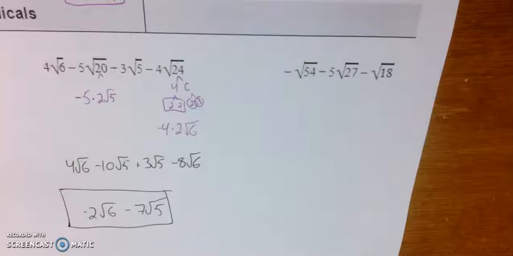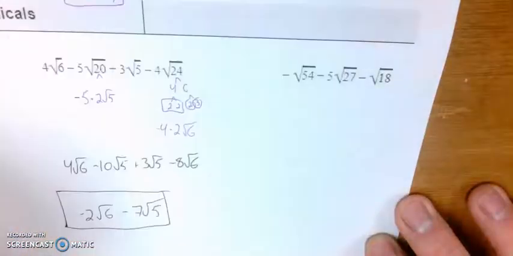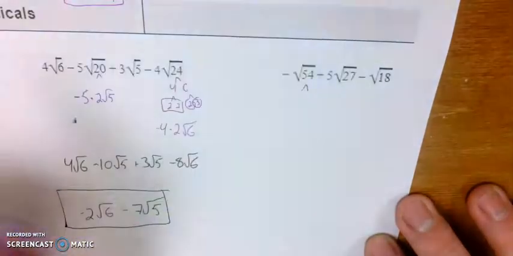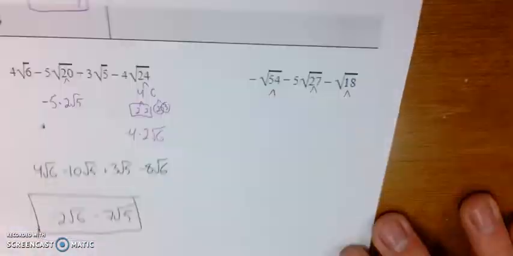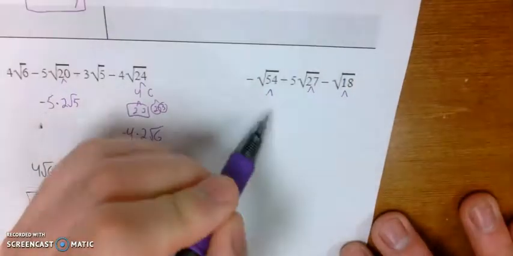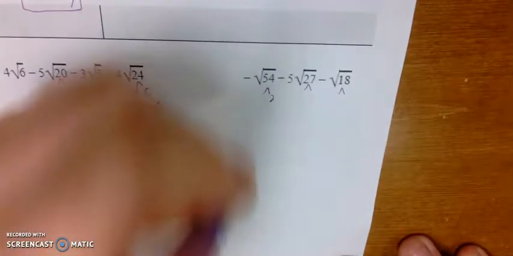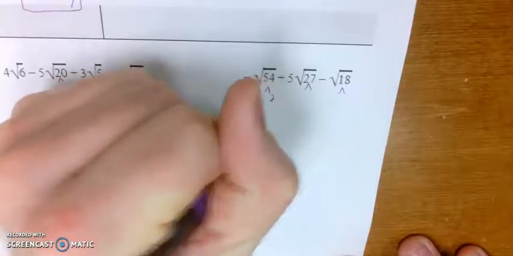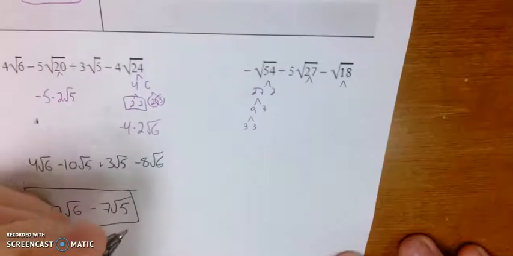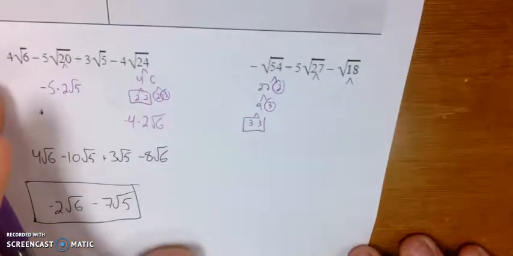All right, last and final. Right now we've got a negative rad 54 that will probably break down. Same thing with the 27. Okay, I think all of these are probably going to break down. Let's see, 54. Well, it's even, so I can go 2 and 27. And then 27 is 3 and 9. 9 is 3 and 3. So I'd have a pair of 3s and a 3 and a 2 left over.